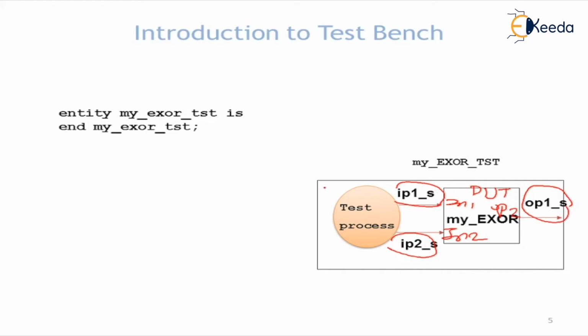Now to start the test bench, library declaration will be the same. But if you see the entity, there is no port list in the test bench. Please remember. So entity, to start with, the name of the entity is my XOR gate test bench. So we are generating one empty entity. There is no port list.